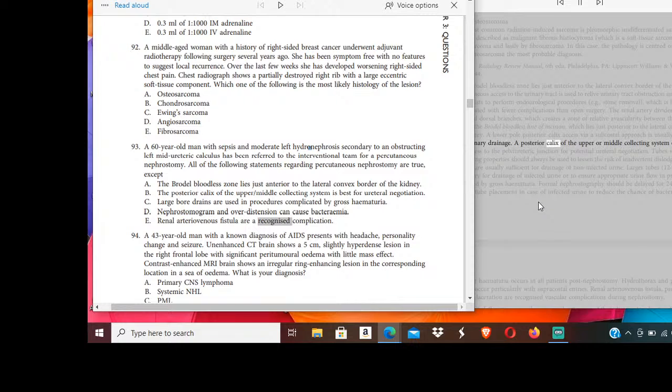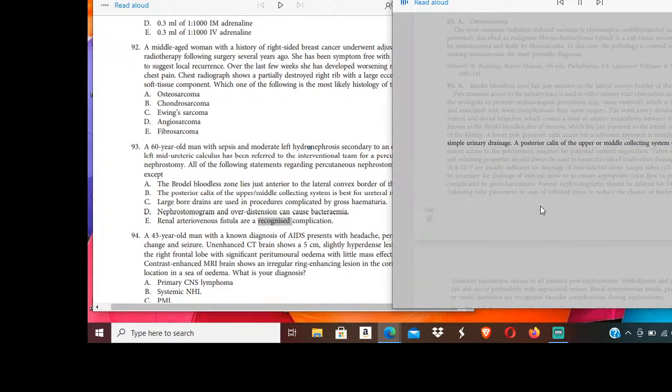A posterior calyx of the upper or middle collecting system offers the easiest access to the pelviureteric junction for potential ureteral negotiation. Tubes with self-retaining properties should always be used to lessen the risk of inadvertent dislodgement. Tubes of 8-10 F are usually sufficient for drainage of non-infected urine.